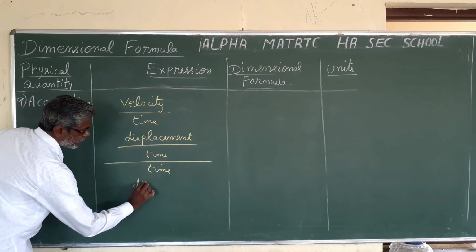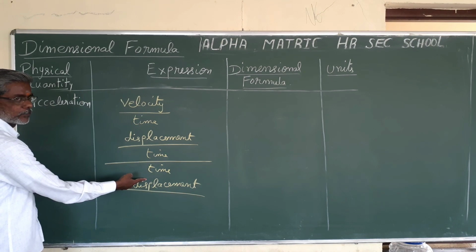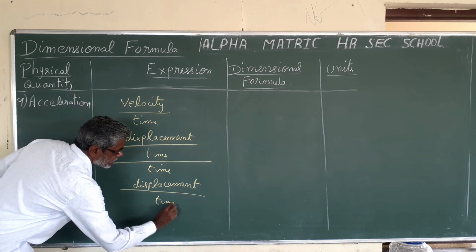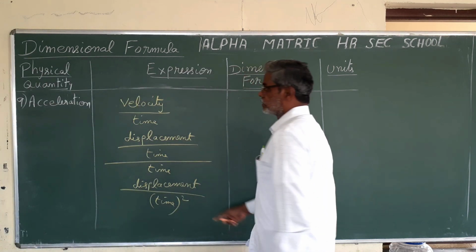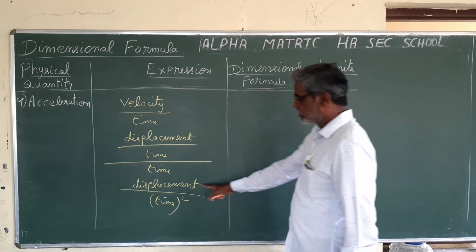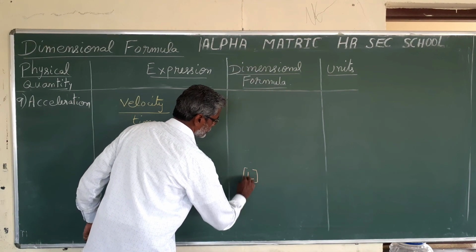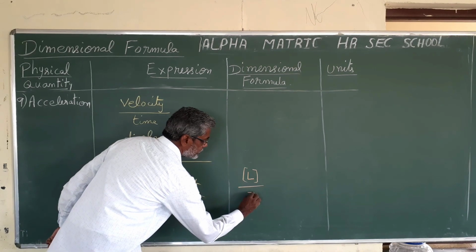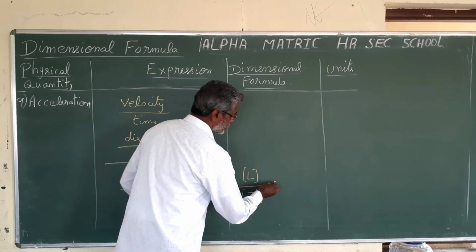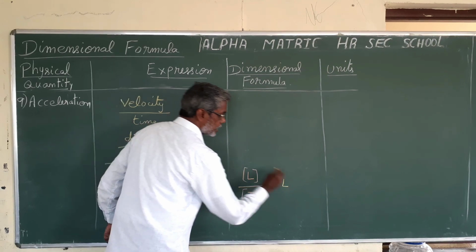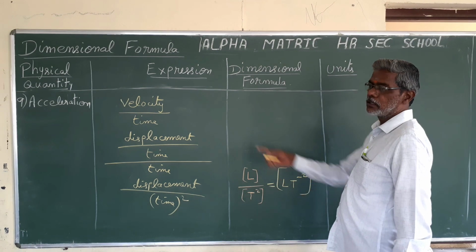Now I can write displacement divided by this time. It will come to the denominator, so I will be writing it as time square. Here this one time, here also time. Now we will write the dimensional formula for this. For displacement, length, so I can write L. For time, T, two times, so I write T square. Now I will rewrite it as L, bring it to the numerator, T to the power minus 2. This one is the dimensional formula for acceleration.